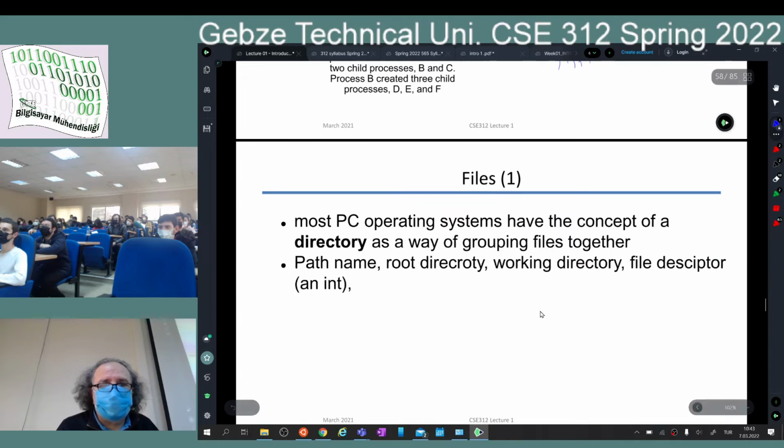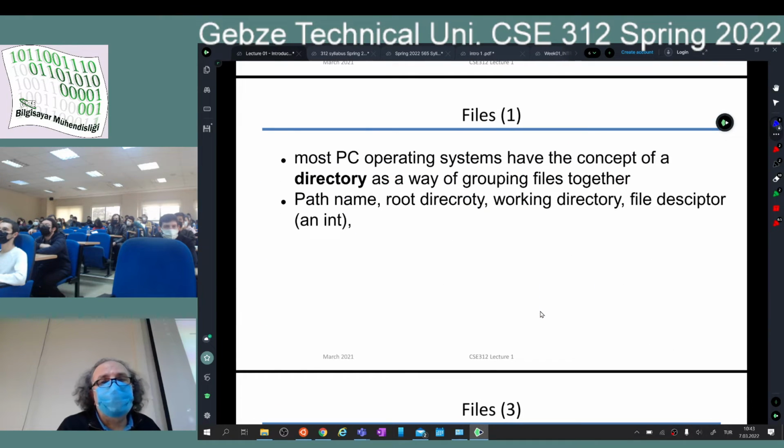So let's skip to the files. Of course, there are many details about processes. We will talk about them later. Files, for most operating systems, have the concept of a directory. What's a file? A file is a related set of data kept in the same place on our disks. If those data are related, then we keep them in a directory. So it's a way of grouping files together.